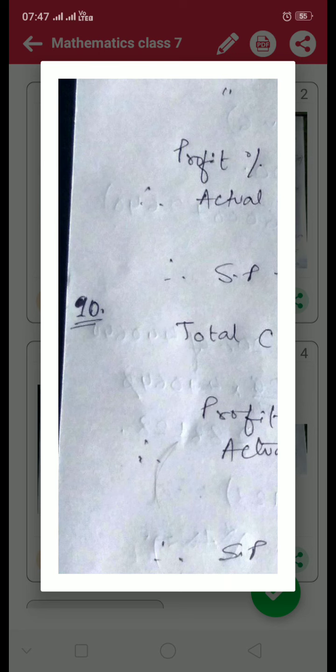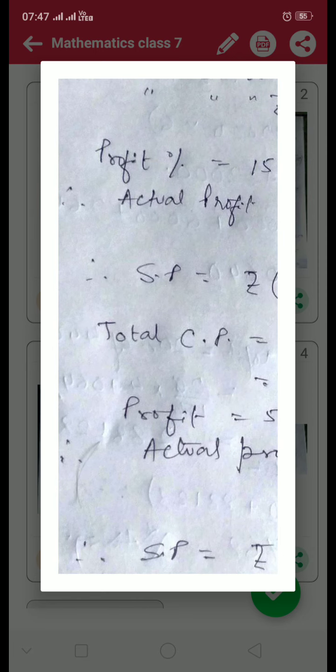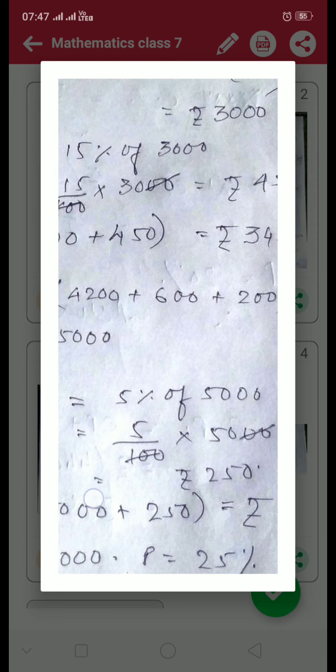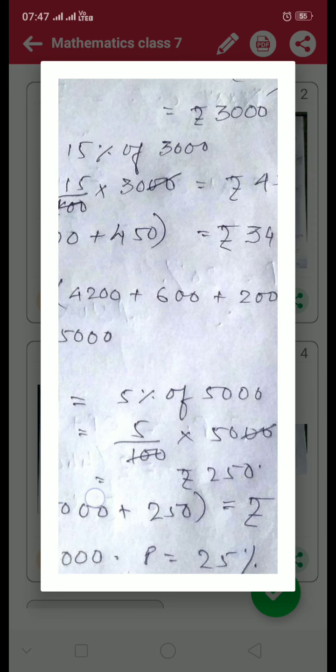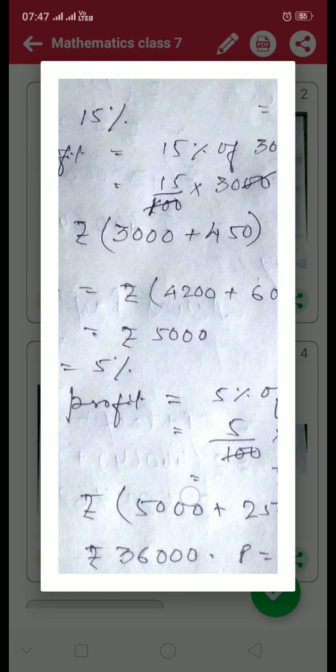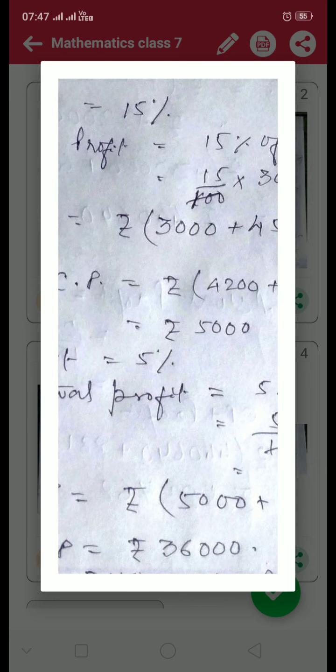Raman bought a TV for 4,200 and spent 600 on repairing and 200 on transport charges. For how much should he sell it to make a profit of 5%? Very simple. First we will find the total CP. CP is 3 parts: 4,200 plus 600 plus 200, because all these expenses are added to the cost. So this will come to be 5,000.